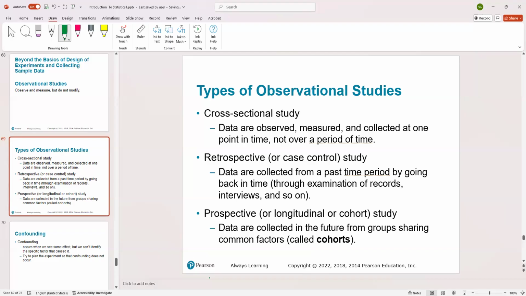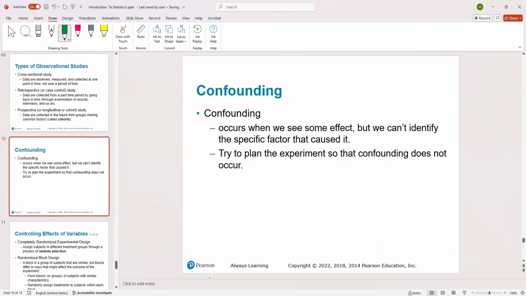All right. Prospective is forward in time, a longitudinal or cohort study. Data are collected in the future from groups sharing common factors, such as smokers and non-smokers, right? So we can do that. As I said, there are several ways you can collect your data, right? So the focus of the study dictates the best way to collect your data. As we said, confounding is one of them also, right?